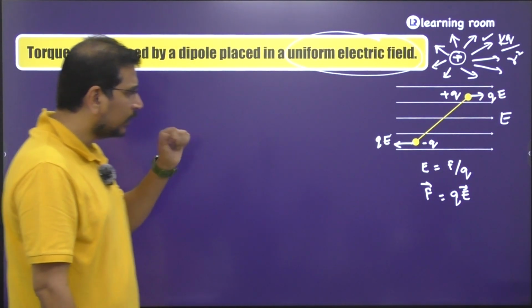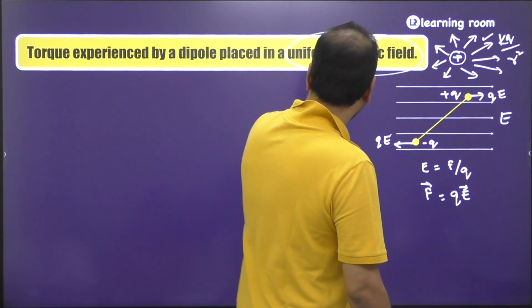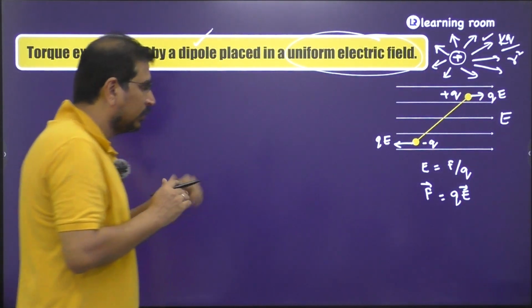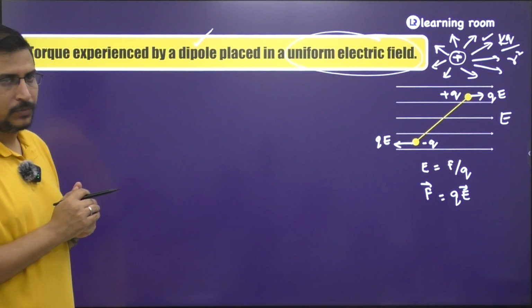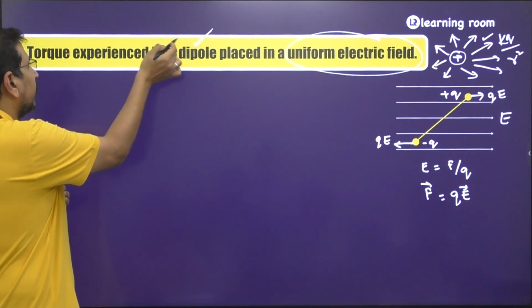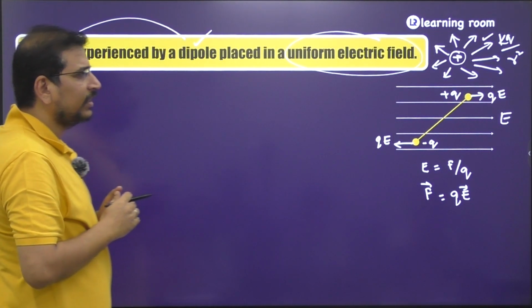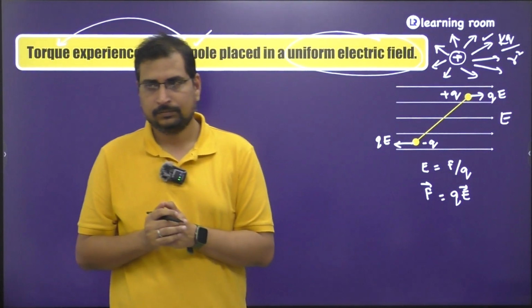There are two questions to be answered. In the uniform electric field, we know that a dipole is placed. This is what is going to happen. But if you see the prefix in the topic, they are saying it is experiencing a torque.